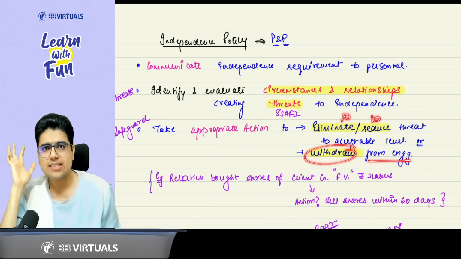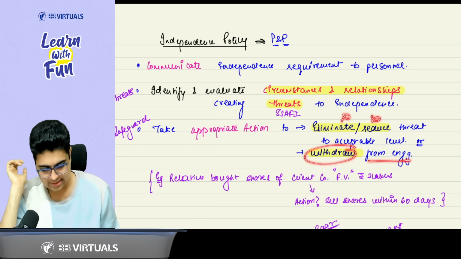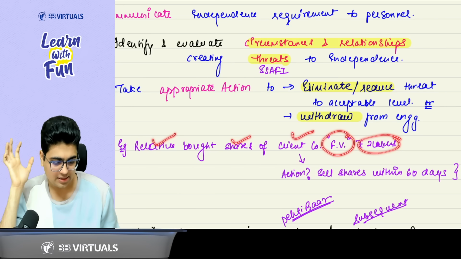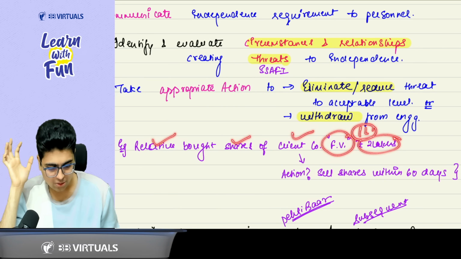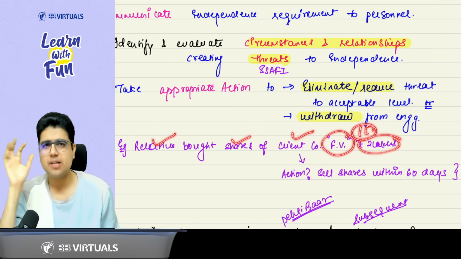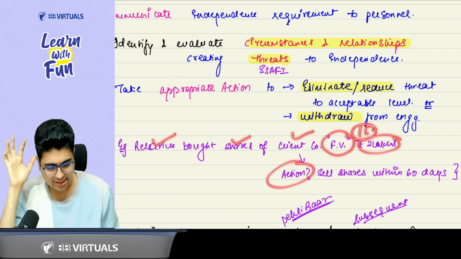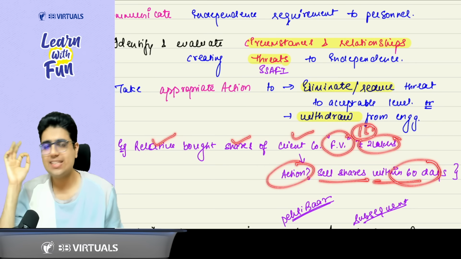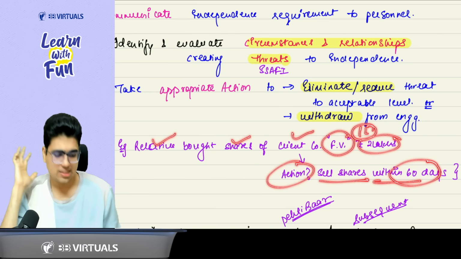Sir, can you give us an example of an action to eliminate the threat? Yes. Let's say you have a relative who bought the shares of the client company of face value 2 lakh rupees. Can I say only 1 lakh is allowed? The 1 lakh limit is allowed as per the Companies Act? Yes, sir. So what is the action to eliminate the threat? Sell the shares within 60 days. Within 60 days, you should take the corrective action to sell the shares.